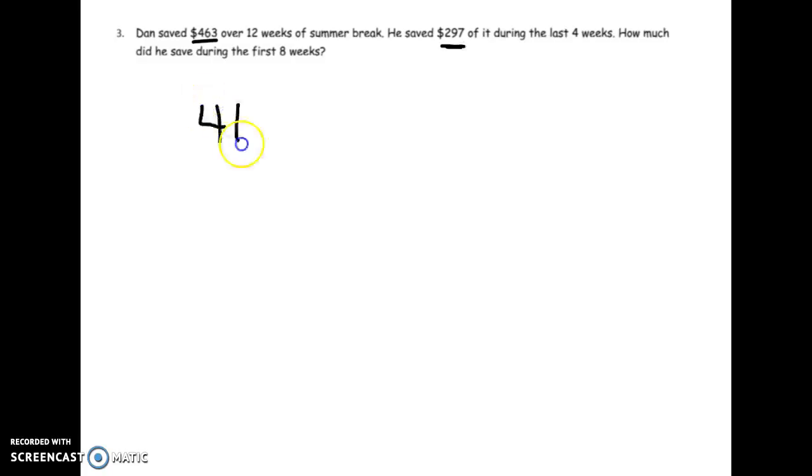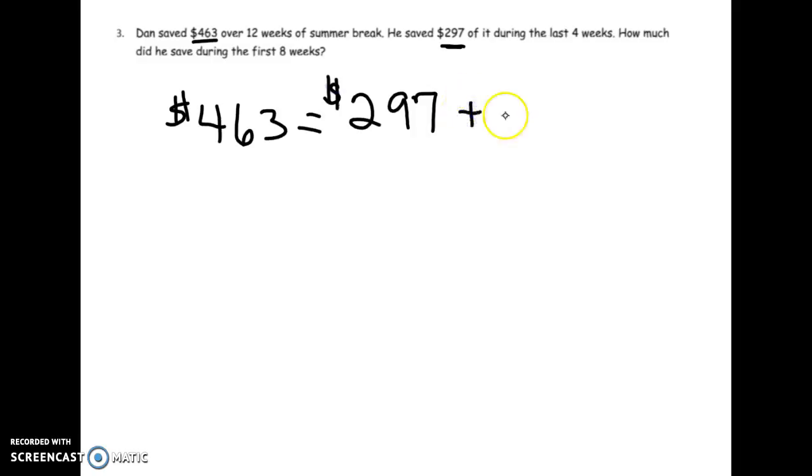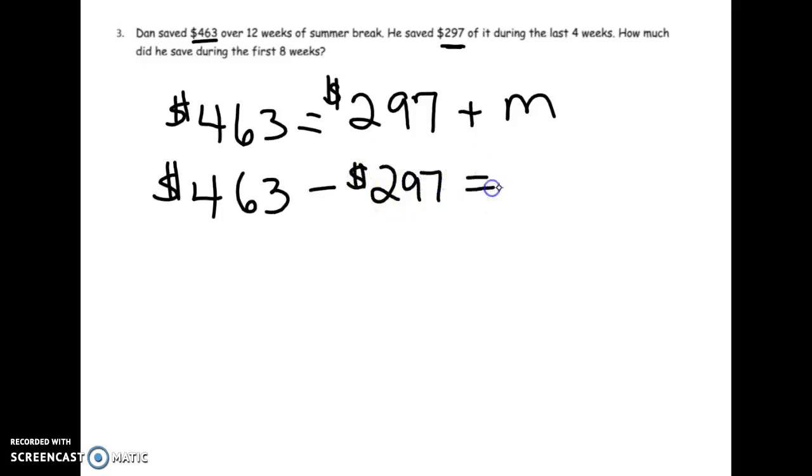So we know that $463 is his total amount of money, and we know that 297 was for the last 4 weeks. We don't know the first 8 weeks. So the last 4 weeks plus the first 8 weeks equals 463. An equation you can use to solve this is 463 minus 297 equals that first 8 weeks, or M.